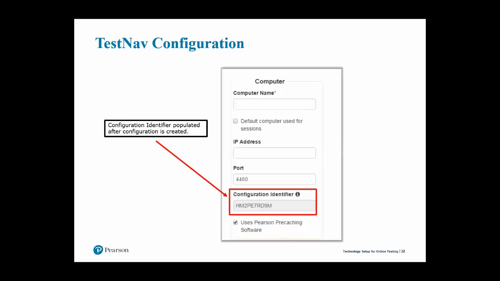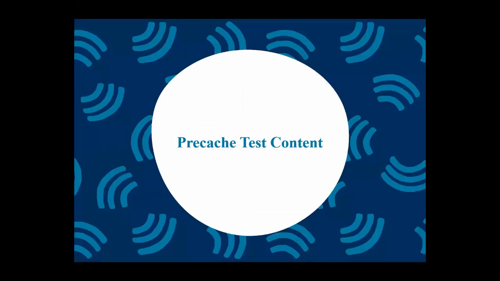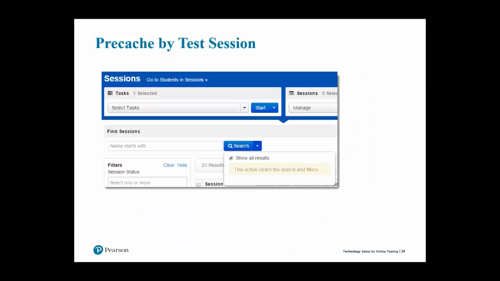Okay, so that is how you configure TestNav. Now we're going to walk through the steps of pre-caching the test content. And again, this is the action where you're downloading that encrypted test content to that local caching computer. You have a couple of options for pre-caching your test content, and again, this is going to be available next week. When you're ready to do that, you can do it by session if you wanted to.